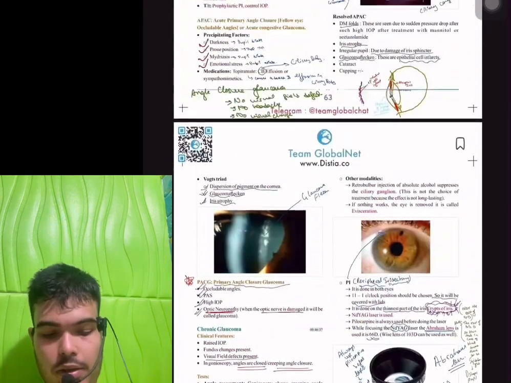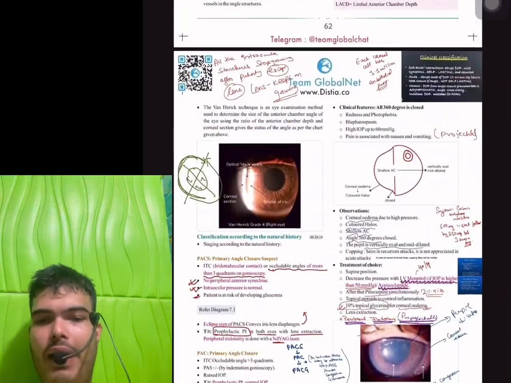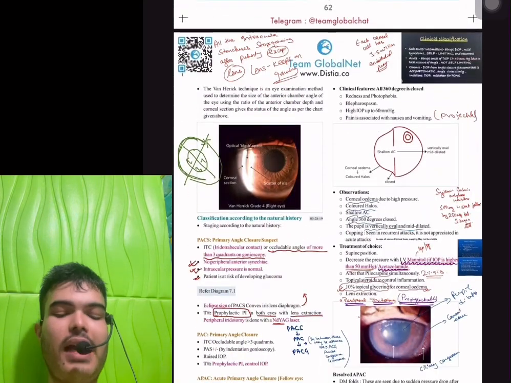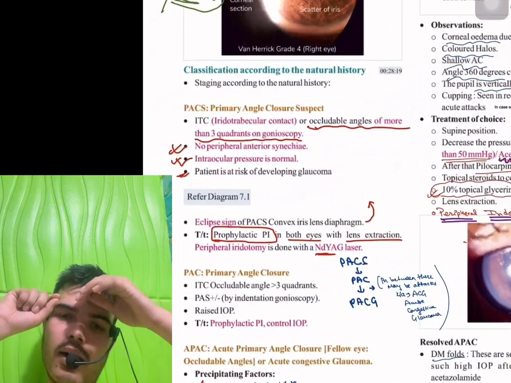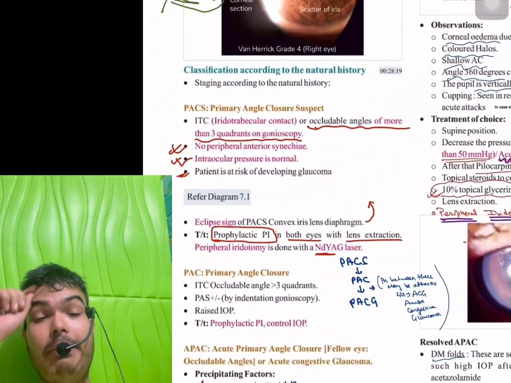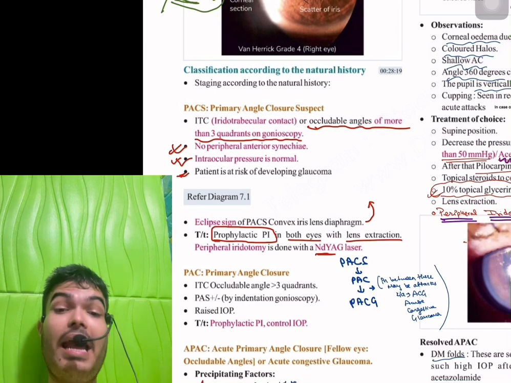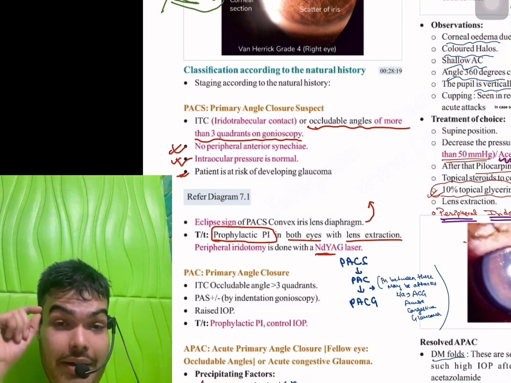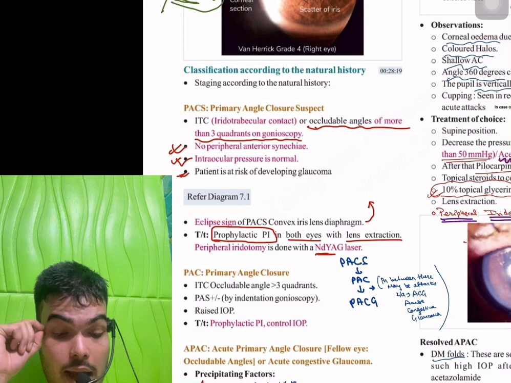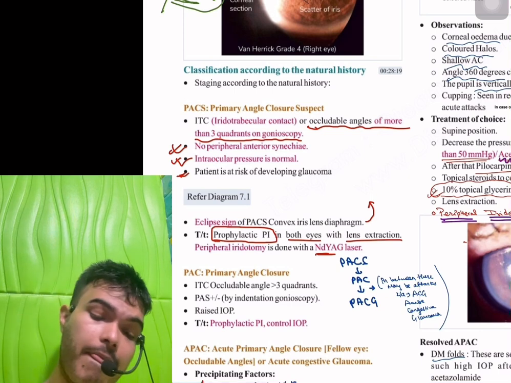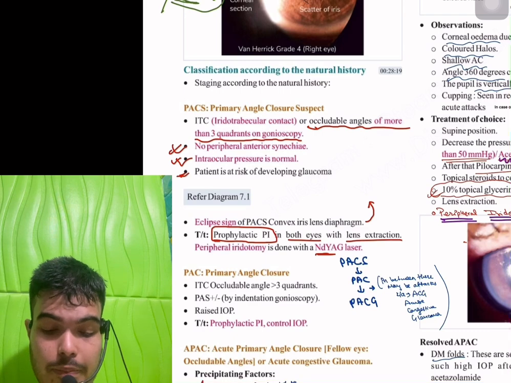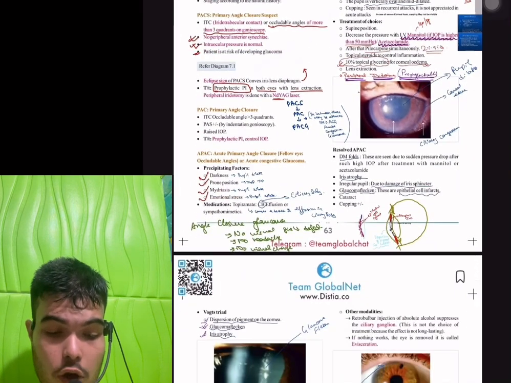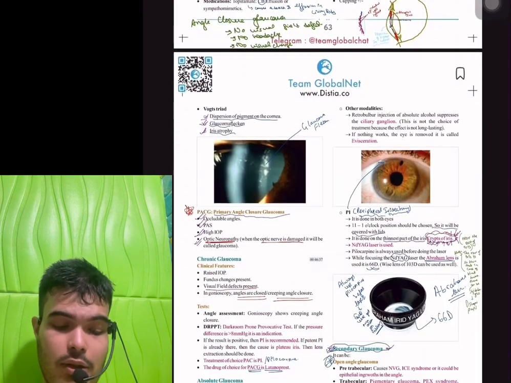Okay, so just go for a prophylactic iridotomy. What is this iridotomy? Iridotomy means making a hole in your iris, and that is done by the Nd:YAG laser. You just make a hole in your iris. Okay, and you have acute congestive glaucoma, and then you have primary angle closure glaucoma, chronic glaucoma, and absolute glaucoma.